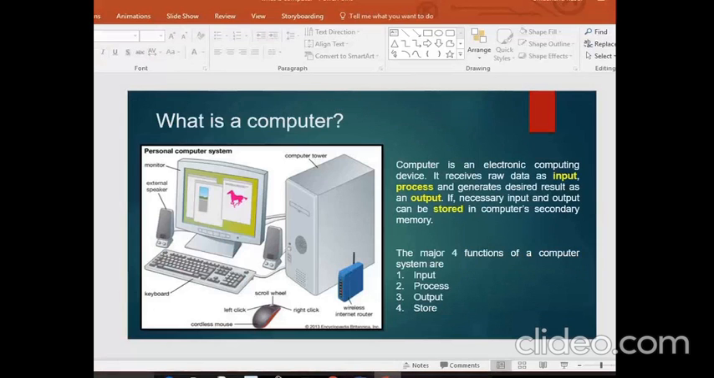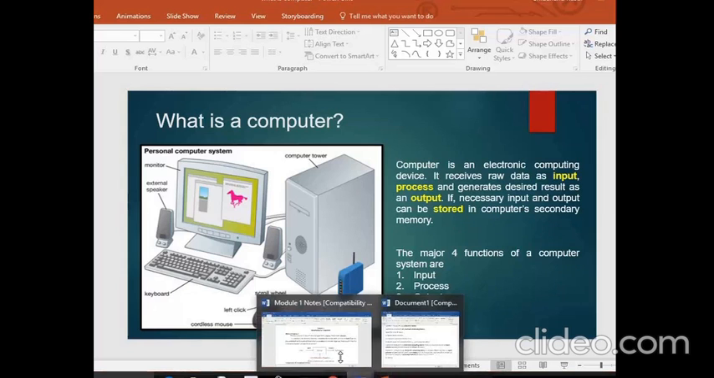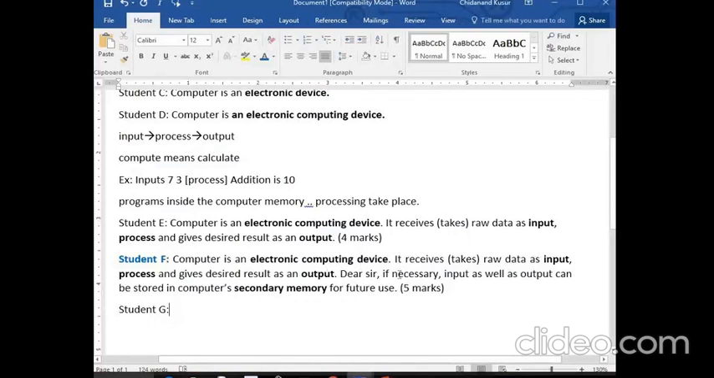See the presentation. This is what a computer is. What is a computer? Computer is an electronic computing device. It receives raw data as an input, processes it, and generates the desired result as an output. If necessary, input and output can be stored in computer secondary memory. Then all the machines will do how many works? How many points did the student cover here? Input, process, output, and store. These are the 4 important works.